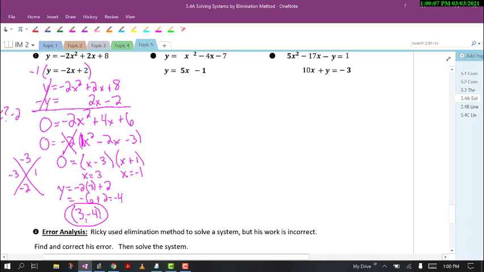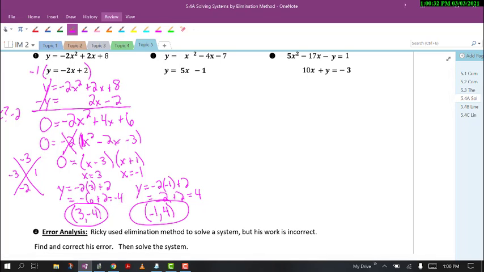Our second solution, we've got to substitute in negative 1 for x. So y equals negative 2 times negative 1 plus 2. So that's just 2 plus 2. Hopefully we see that that is 4. So we have a solution of x is negative 1 when y equals 4. So that's our second solution, and we're all good now. So we've got a couple more.